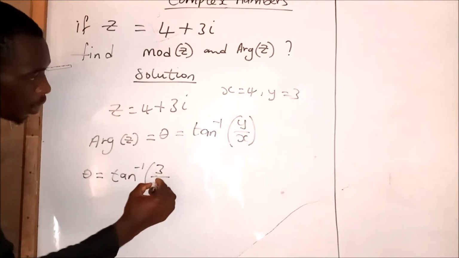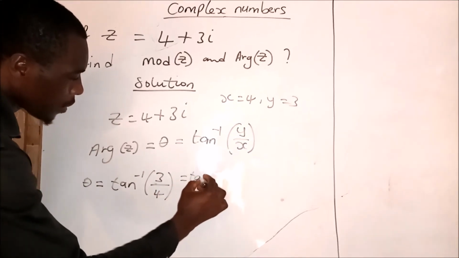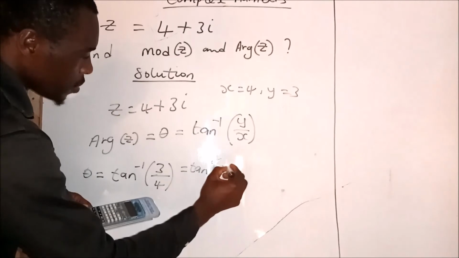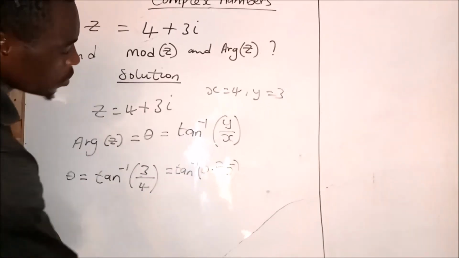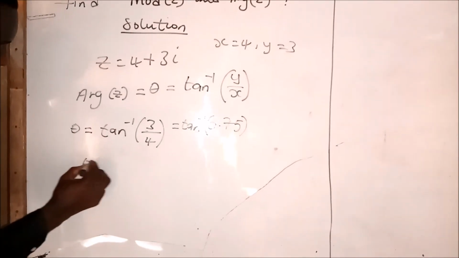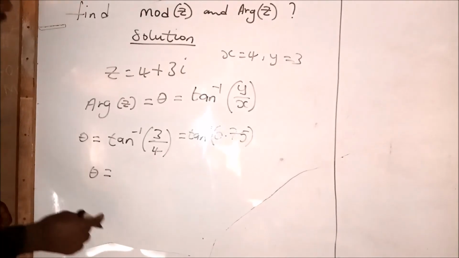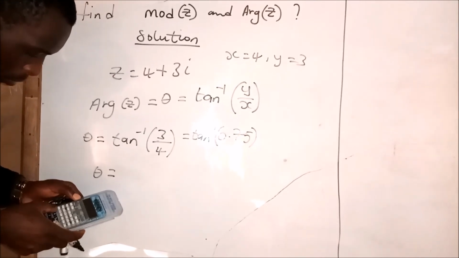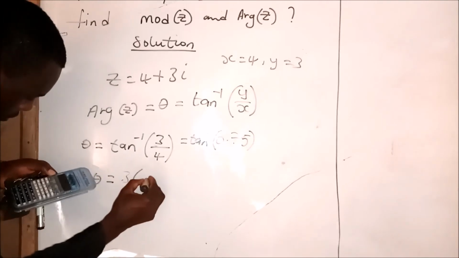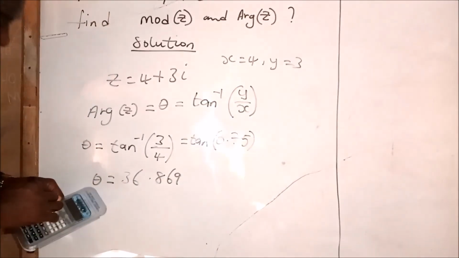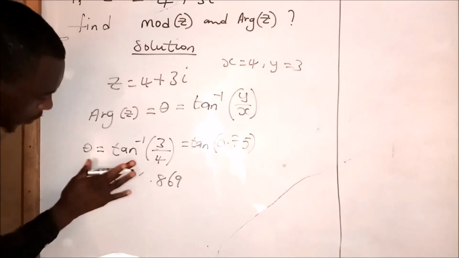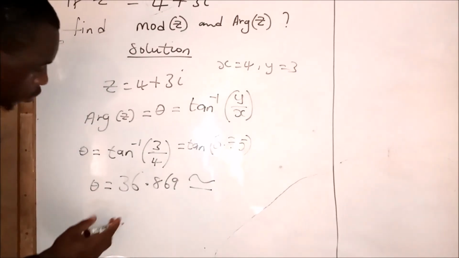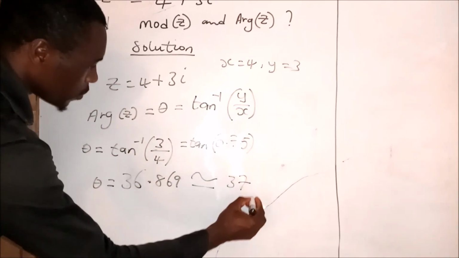3 all over 4. 3 all over 4 is 0.75. So when we say that theta is tan inverse of 0.75, it simply means that theta will give us tan inverse of 0.75, which is 36.869, which can be approximated to the nearest whole number as 37 degrees.